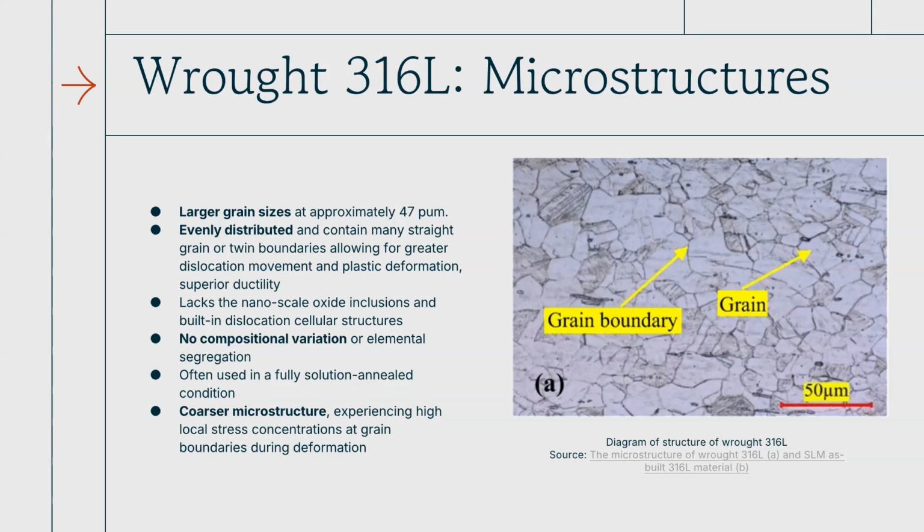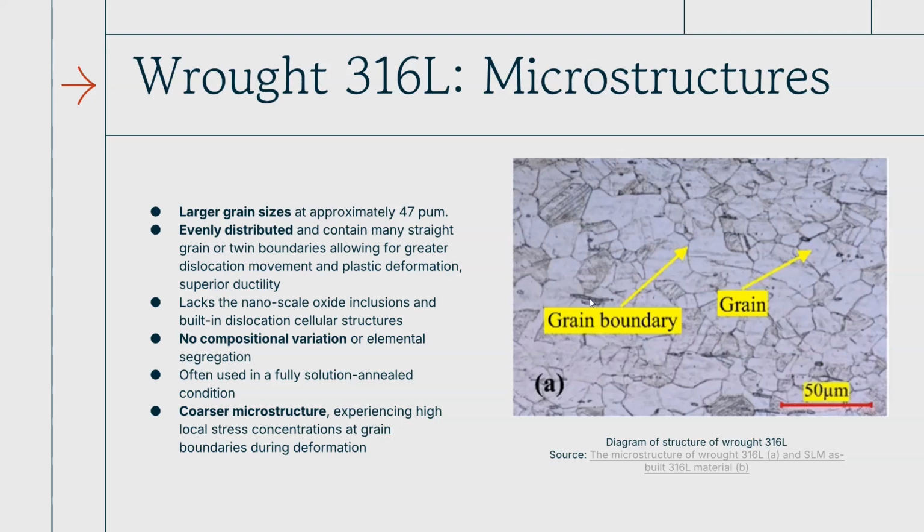As for the microstructure, it has larger grain sizes, approximately 47 micrometers, and is more evenly distributed. It may contain straight grain or twin boundaries, allowing for greater dislocation movement. It lacks the nanoscale oxide inclusions. It has no compositional variation or elemental segregation. It is often used in the fully solution annealed condition, and it is a more coarse microstructure, which can experience high local stress concentrations at grain boundaries during deformation.